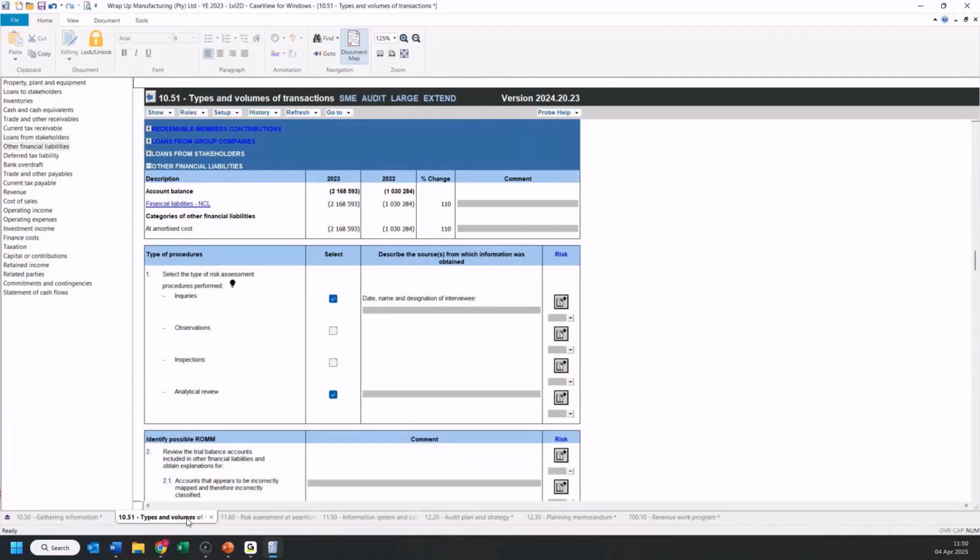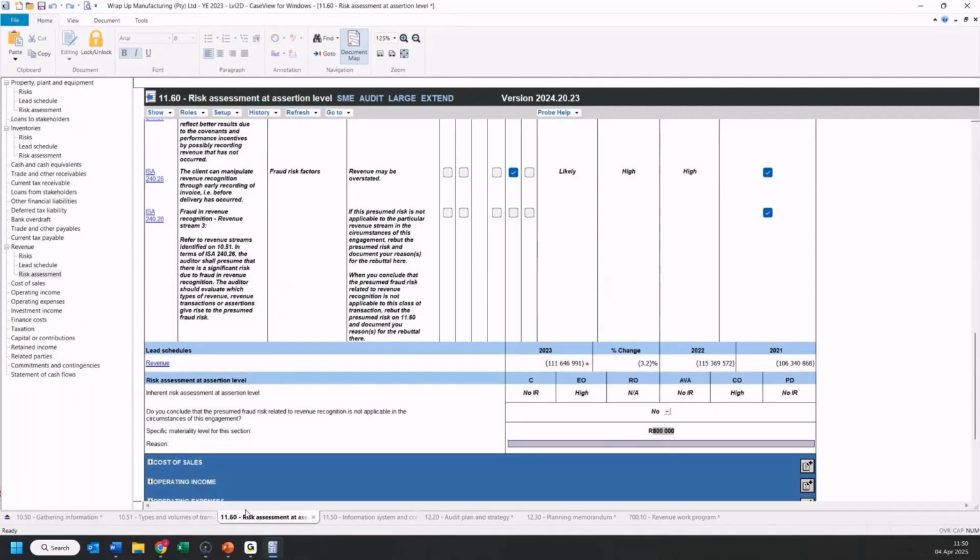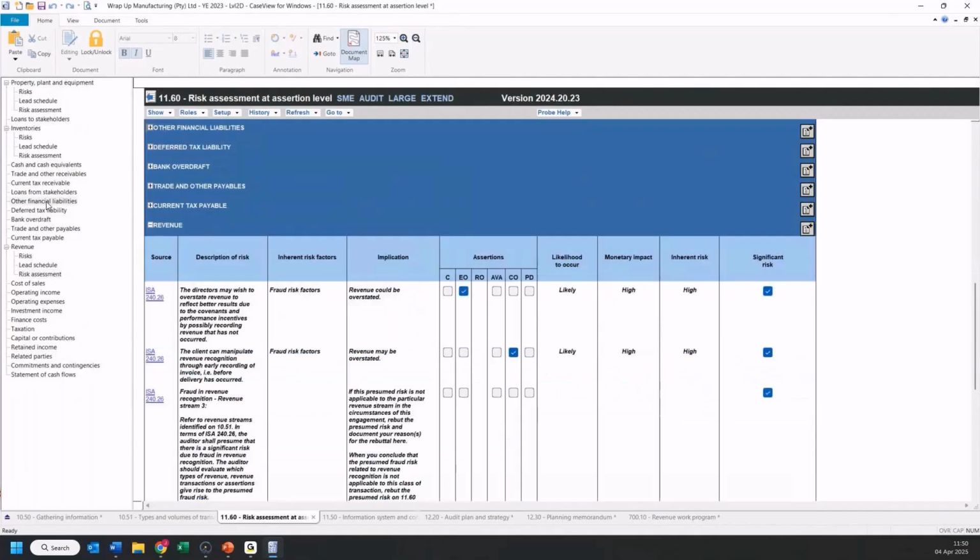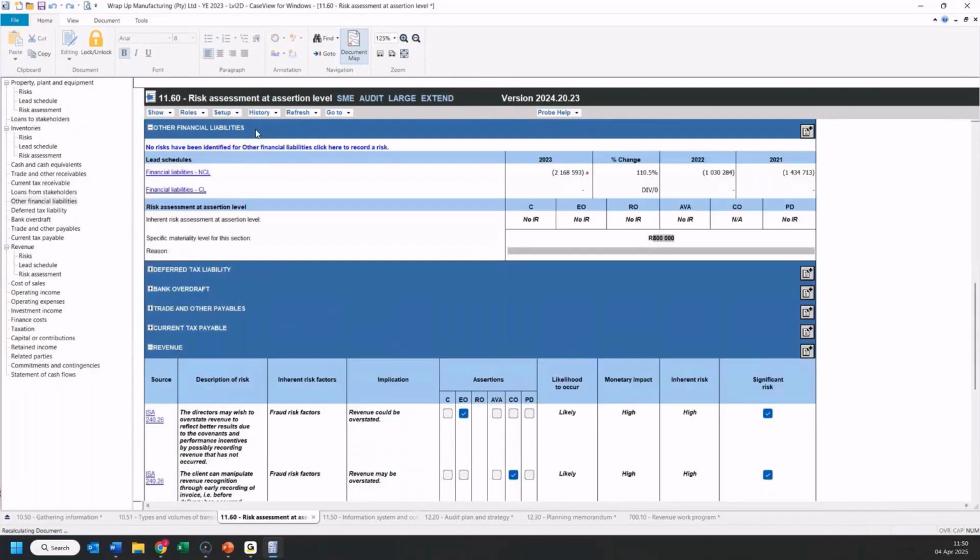But because I want to now show you a material balance without a risk, let's just go with the flow and pretend there is no risk here and we are comfortable. What we're going to find in 1160, when we get to the risk assessment document, is that if we go find other financial liabilities, the section is active because there's a balance, so it's white. There's no risks recorded. You can always go and record a risk, but we said we don't identify any. The balances are there, no inherent risks recorded, materiality level, and you can then document, having done the analytical, no risks recorded.